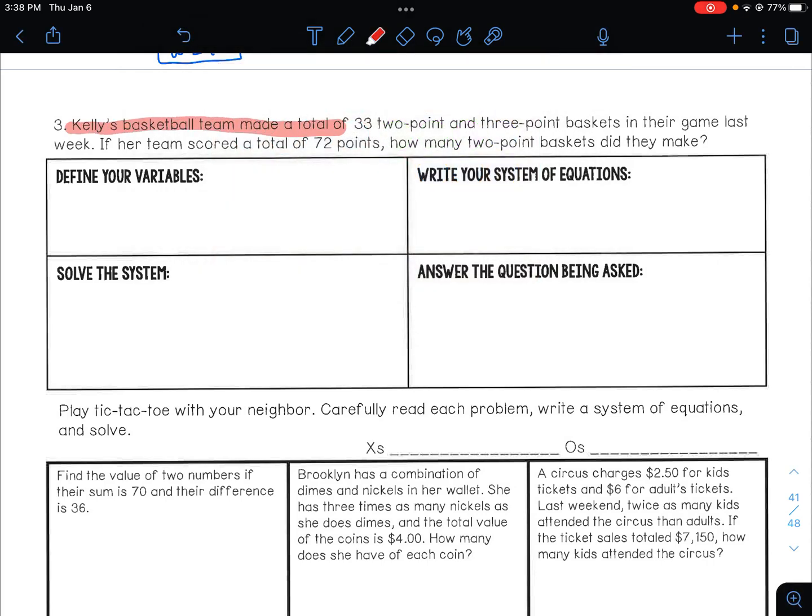So Kelly's basketball team made a total of 33 2-point shots and 3-point baskets in the game. So 33 2-point and 3-point baskets in the last game. So a total of 33 shots. And they said her team scored a total of 72 points. How many 2-point baskets did they make? So let's just look at the first one.